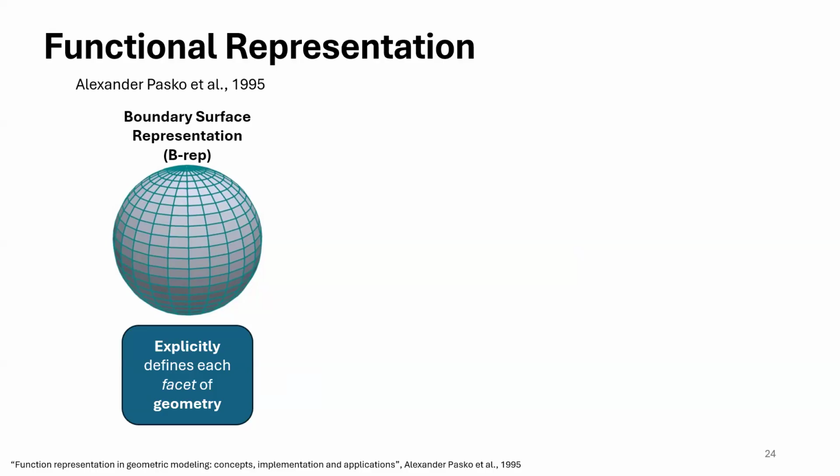This was originally proposed by Alexander Pasko in 1995. And at the time, he recognized that most geometry was being represented by boundary surfaces. So these aim to explicitly define every facet of the geometry. So for this sphere, we will define every quad in a file, and then we will say how those quads connect to describe our object.